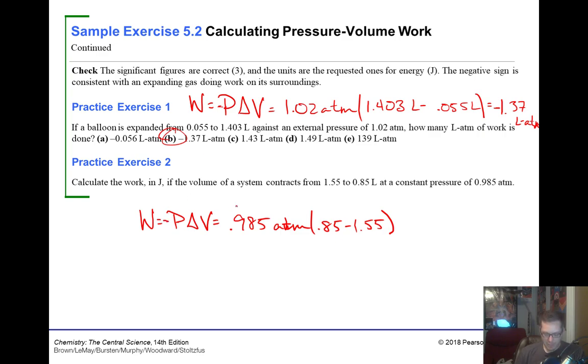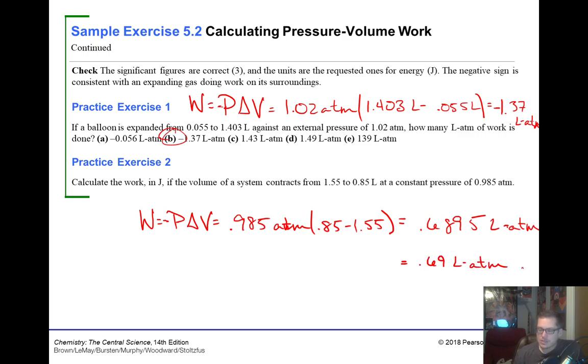As long as you remember to do final minus initial, you can keep that negative in there and life's going to be just fine. So we'll take 0.85 minus 1.55 and multiply that by 0.985, and then times a negative 1, I forgot that part. So we get 0.6895 liter atmospheres. And then we think about sig figs. If we subtract those values, we'll end up with 2 sig figs. So this would really be 0.69 liter atmospheres.